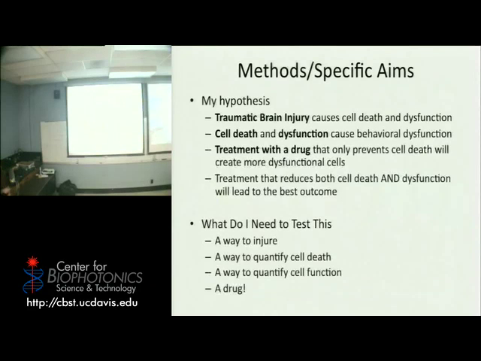One is I need a way to injure my cells. So I'll describe that to you. And then I need a way to quantify cell death, right? If I want to reduce cell death, I need to be able to count how many cells are in one case and count in another case and compare. I need a way to quantify cell function, right? It has to be something testable. And then I'm going to need a drug that I'm interested in.